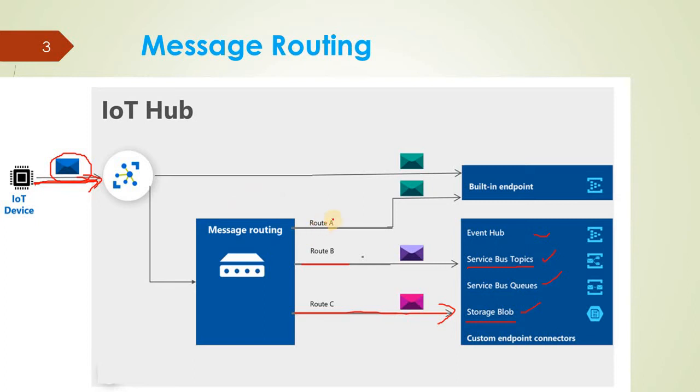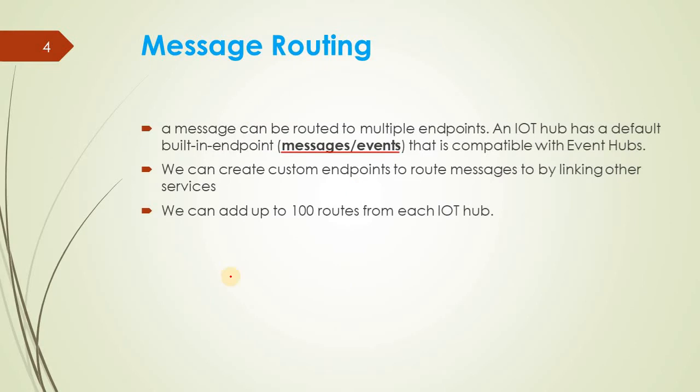Here in the diagram you can see there are 3 routes. We can create up to 100 routing filter conditions here. So for one single IoT hub, we can have a maximum of 100 routing rules or filter conditions. So this is message routing.